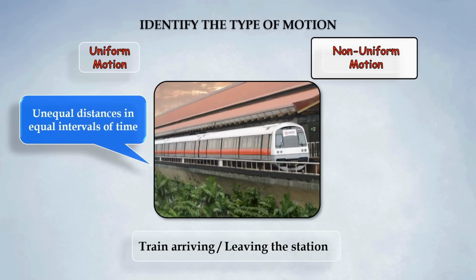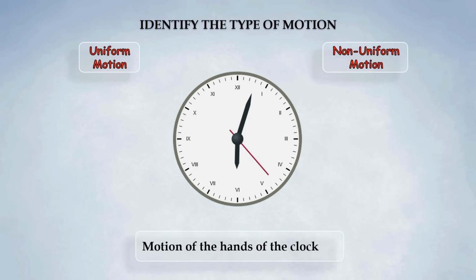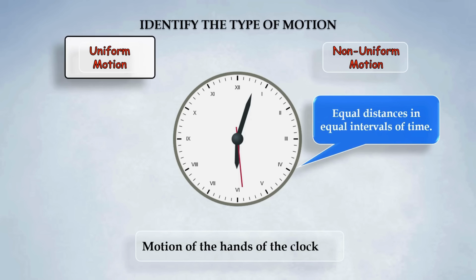Case 3. Motion of the hands of a clock. Consider the motion of the hands of a clock. The hands of the clock move at a constant speed and cover equal distances in equal intervals of time. So, the motion of the hands of a clock is uniform motion.